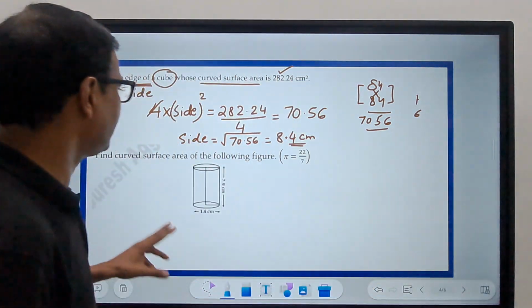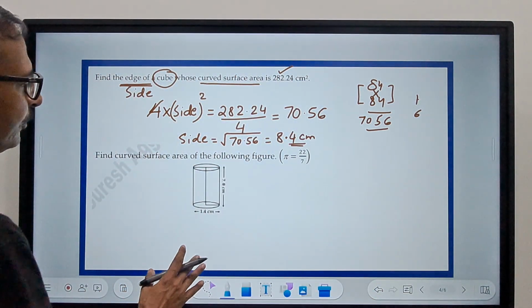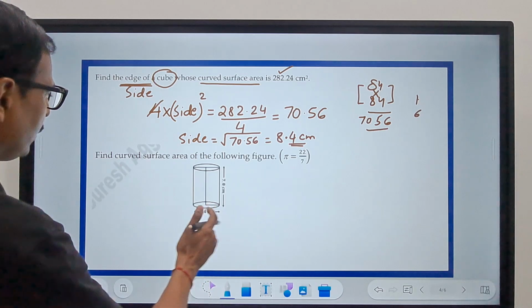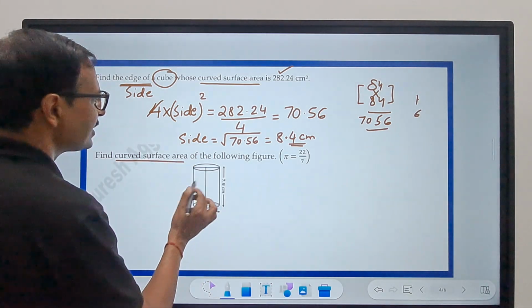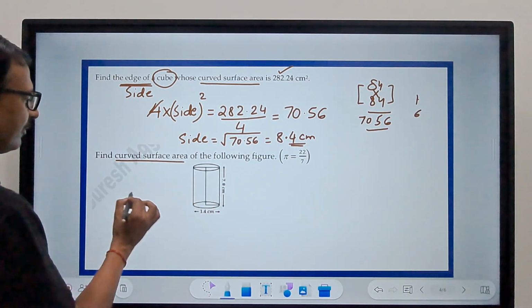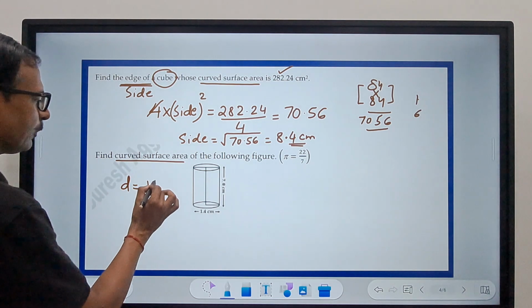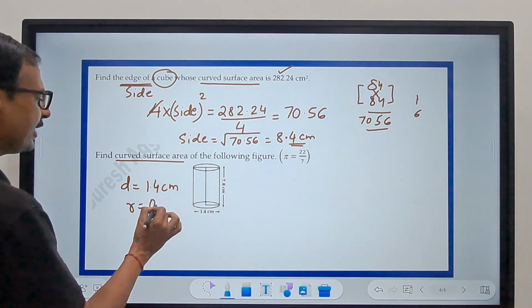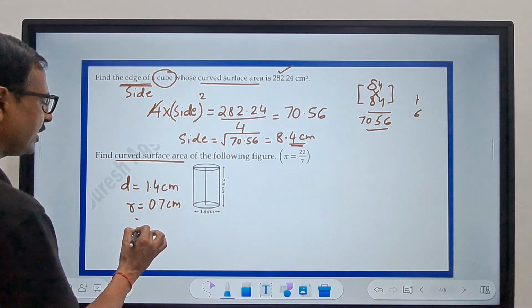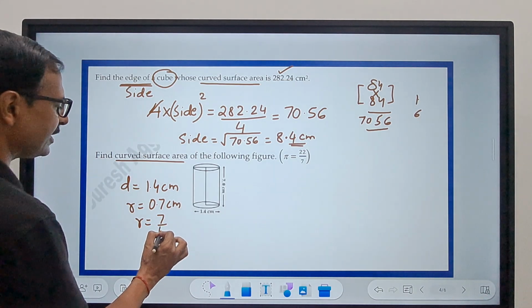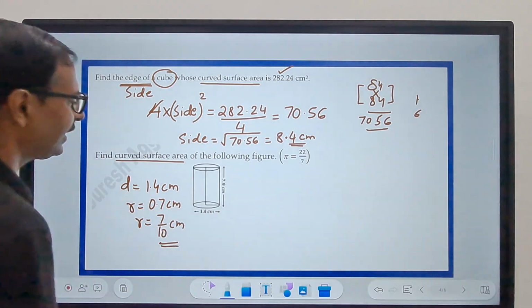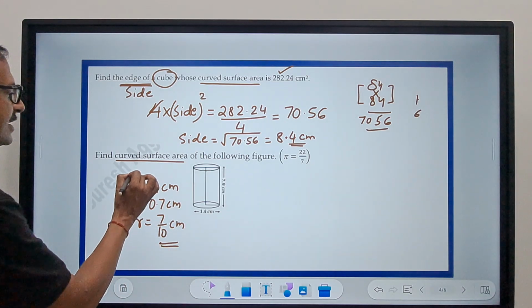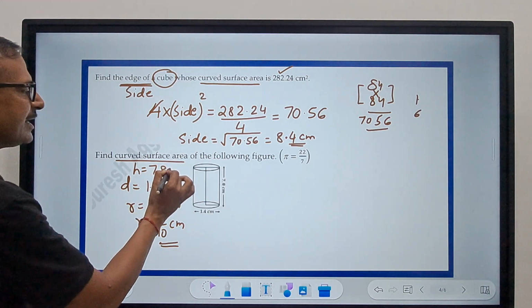Let's see the next question in hand. Very easy question here. I am going to leave the calculations for you here because we need to find the curved surface area of the cylinder. So here we have the diameter given as 1.4 centimeters, and so radius is 0.7 centimeter, which is actually 7 upon 10 centimeters. So you can write it as 7 upon 10 centimeter, and height obviously is 7.8 centimeter marked in the figure.